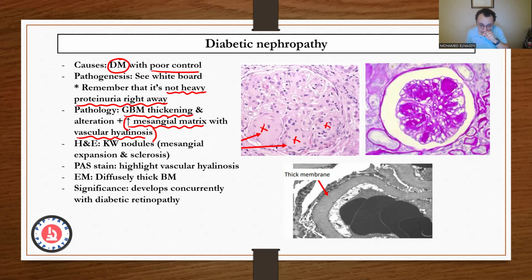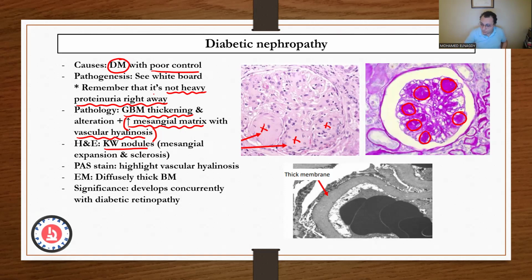The increase in mesangial matrix and increase in collagen and the vascular hyalinosis can be stained with PAS, and you can highlight these nodules in the glomerulus. What are these nodules called? KW nodules. Anybody know what it stands for? Anybody remember what it stands for, these nodules? What's the name? KW?